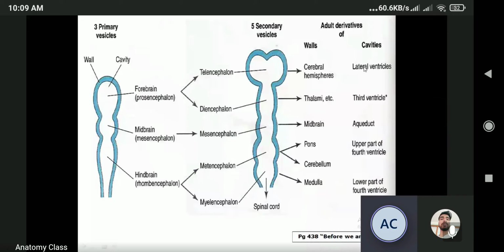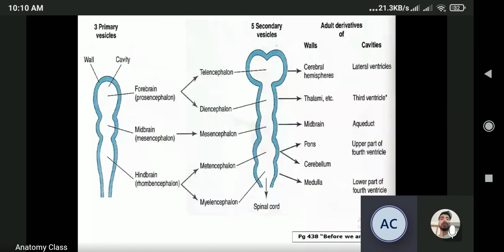So what are the cavities? Just take a screenshot. If you don't want to open the slide, just take a screenshot on your mobile and draw this figure. So what are the cavities? In the cerebral hemisphere, you are getting lateral ventricles. In diencephalon, you are getting the third ventricle. In midbrain, you are getting the aqueduct. And in pons, you are getting the upper part of the fourth ventricle, and in the medulla, the lower part of the fourth ventricle. Make sure all of you have taken the screenshot. You have to draw this and bring this homework.